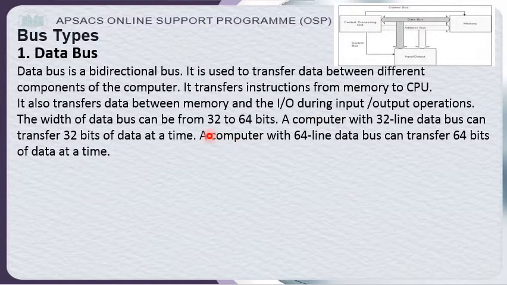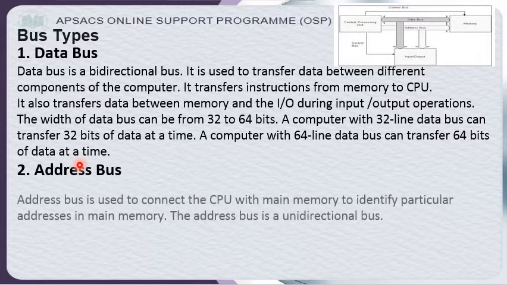The width of the bus can be from 32 to 64 bit. Right now our latest processors are 64-bit processors, so the bus width is 64 bit. Old processors were 32-bit. So a 32-bit data bus can carry 32 bits at the same time, but a 64-bit data bus can transfer 64 bits of data at a time. So which one will be better? Of course your answer should be 64-bit.